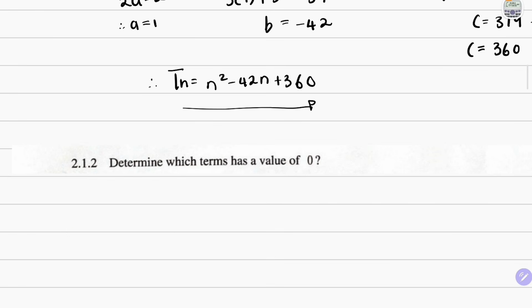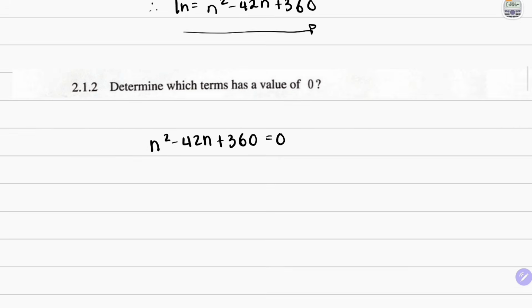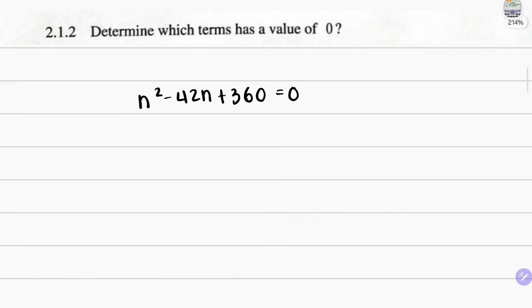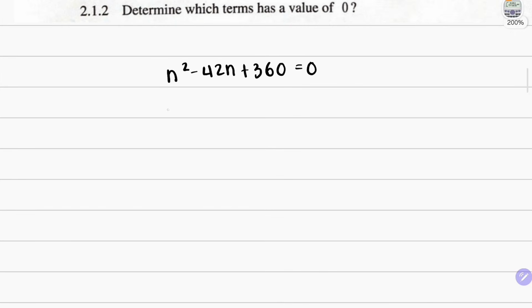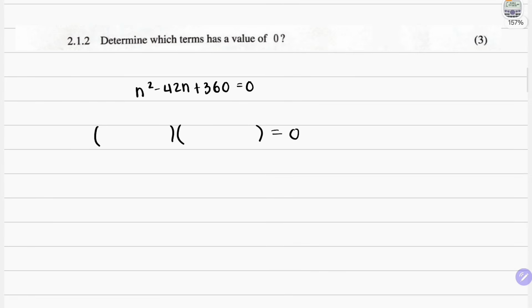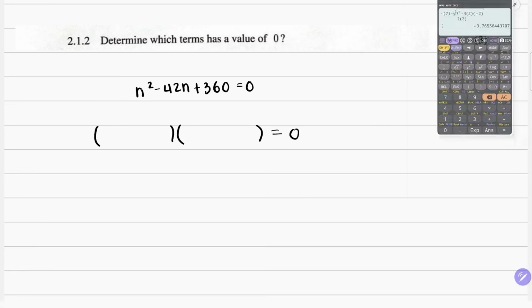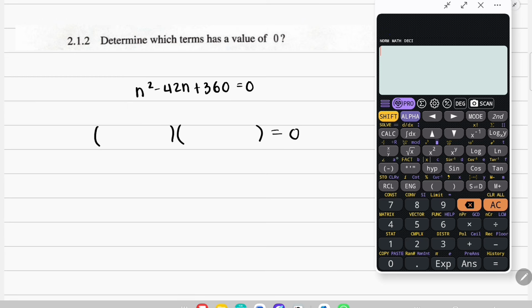So our equation is going to be n squared minus 42n plus 360 is equal to 0. Okay, so this is what we have, and we have to see whether they are factors or not. If it can be factorized, you factorize it. If you cannot, use the quadratic formula. Now, you can use the quadratic formula for something like this. Just don't show that, okay? Make sure that you include your factors just in case there's a mark allocation for the factors.